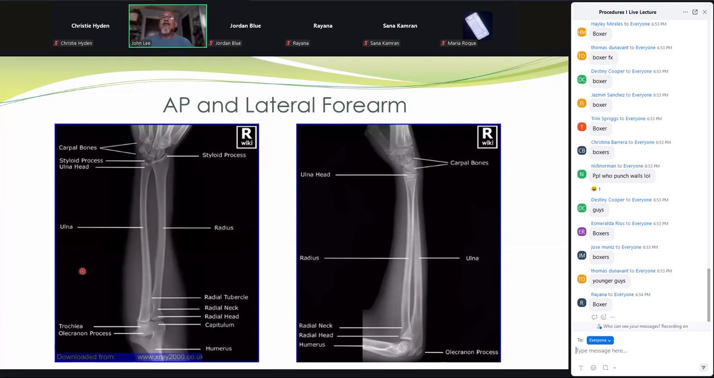Evaluating the forearm radiographically. Now, I do want you to note that over here on the AP, this is an adult. And over here on the lateral, we're looking at a juvenile. Okay, there's still growth plates that have not solidified. So those aren't fracture lines. Those are all epiphyses.